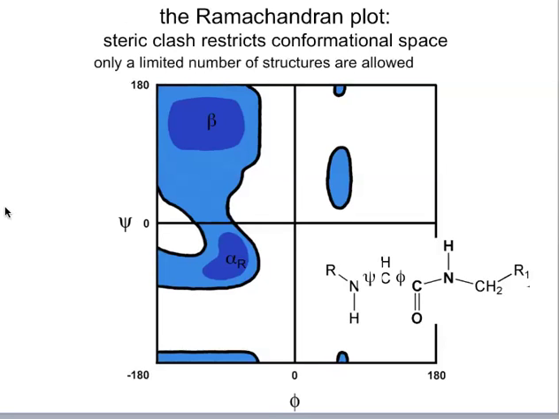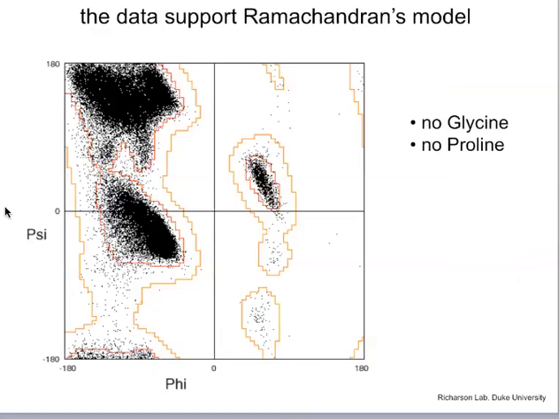It tells us that only a limited number of structures are allowed in proteins, and the others are disallowed just by virtue of steric clash between atoms in the chain. So that really simplifies how we think about protein structure. But again, I want to emphasize that this is a prediction Ramachandran made based on some simple models. But we can look at real data to make sense of these predictions.